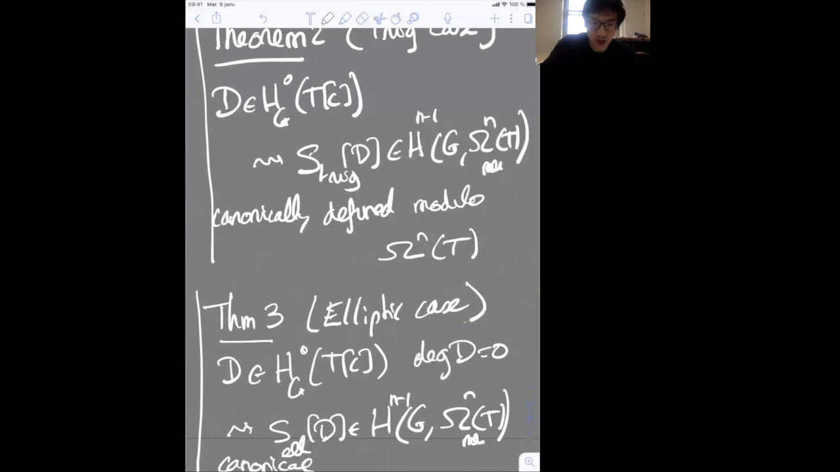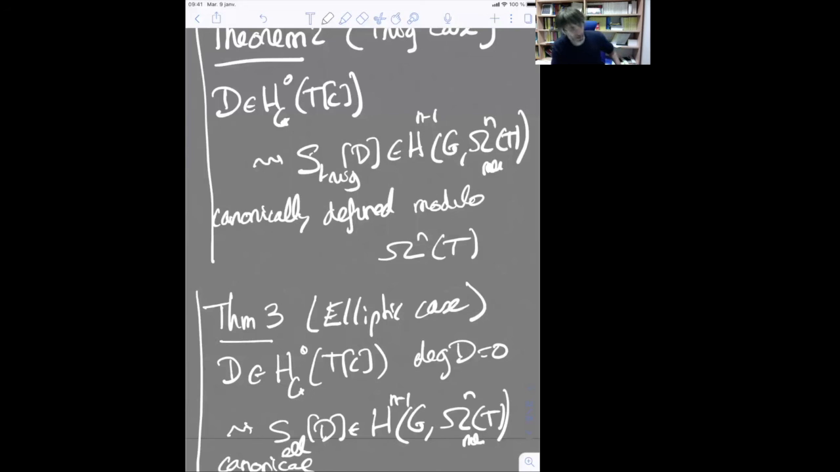Thanks. Yeah, so I didn't really quite catch what was the difference, that in the trigonometric case it was only well-defined up to this thing, and it was completely well-defined in the elliptic case. Can you explain that again? Can you repeat? I didn't quite understand why it was that in the trigonometric case, the cocycle was only defined up to something, and then in the elliptic case.